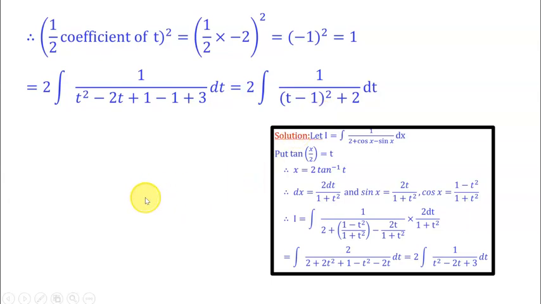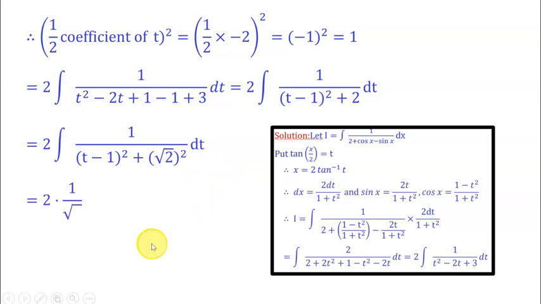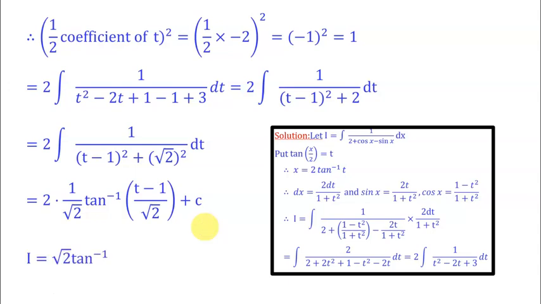Now again, it is of the form tan inverse. Okay. The integral dx upon x square plus a square is 1 upon a tan inverse of x upon a plus c. Similarly here, a is 2, meaning root 2, bracket square. Therefore 2 times 1 upon a means here, root 2 tan inverse of t minus 1 upon root 2 plus c. Resubstitute the value of t, which is tan of x by 2. Okay. And this is the answer.